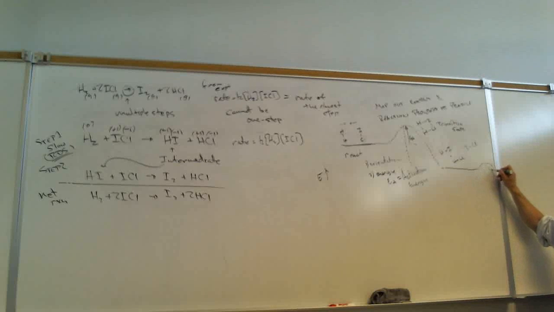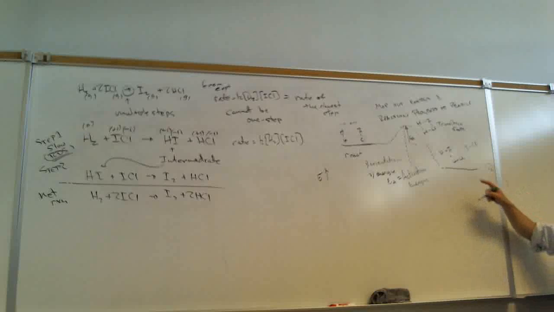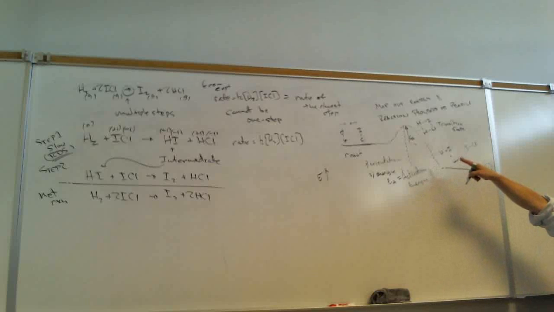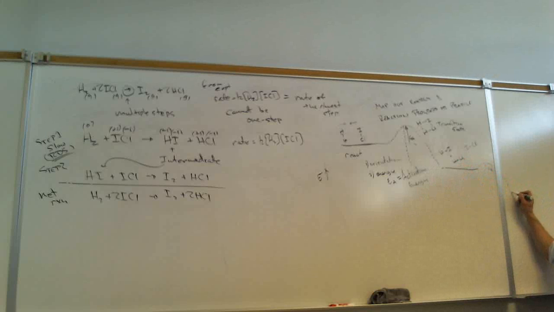But it doesn't matter how fast this is, you can go over this little hump here, because the rate determining step will be the first one. And then that'll slow everybody down. And then we'll go to products here. So this is a two-step reaction we can kind of map out like this, where we're going to get I2 and 2 HCl.